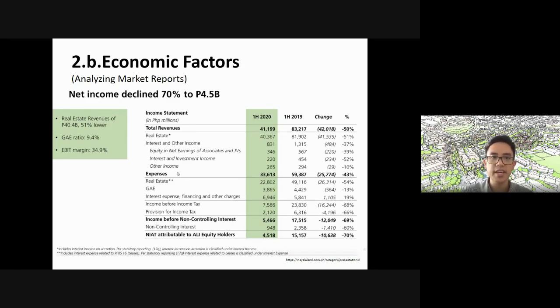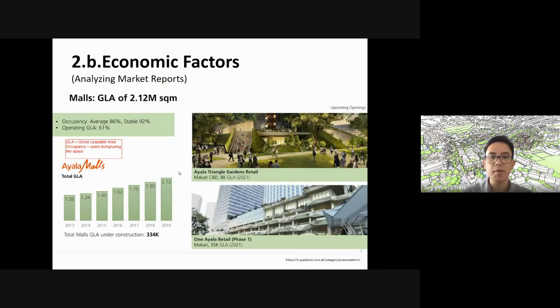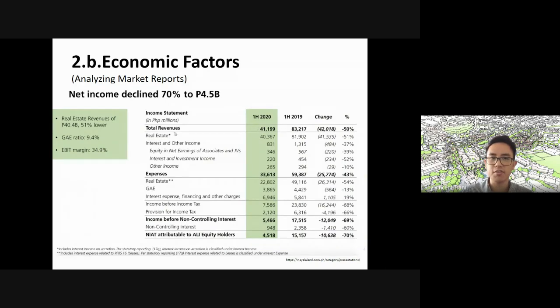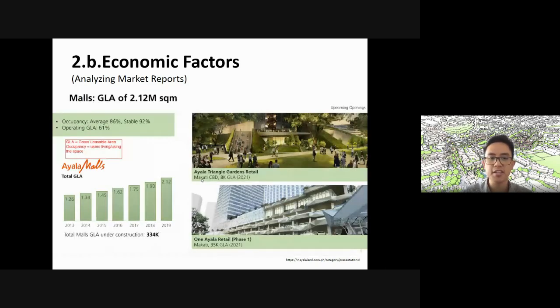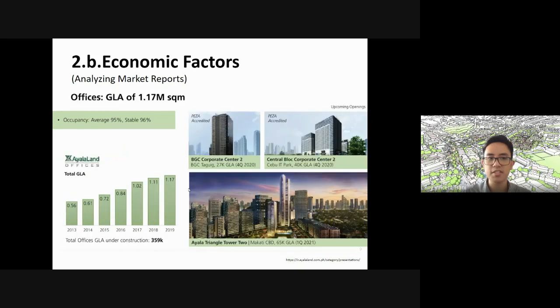And then here is a property market report from Ayala Land, but this just highlights their total revenues and expenses. The more interesting data is here. It's how many square meters of malls did they complete from 2023 to 2019? So let's see here. Total malls, operating gross land area under construction is 334,000. I think that's in square meters, total. And then we have an increasing trend for Ayala malls. So these are their supermarkets. There's an increase as well in office space, but I couldn't find one for 2020. So it should be available by now.